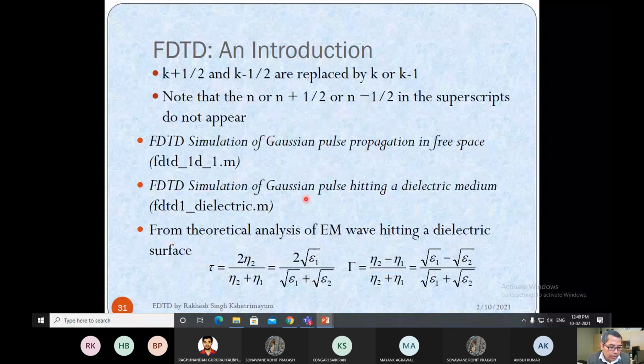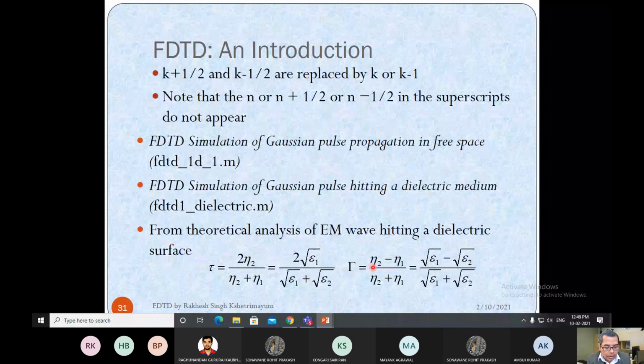We can also do simulation of a Gaussian pulse hitting a dielectric medium. Let me briefly discuss how a Gaussian pulse hitting a dielectric medium looks theoretically. First, we'll do the simulation and see whether we are getting a proper result here. If you have done a course on EM theory in your undergraduate studies, you know what the reflection coefficient and the transmission coefficient are. This is the transmission coefficient, this is the reflection coefficient.